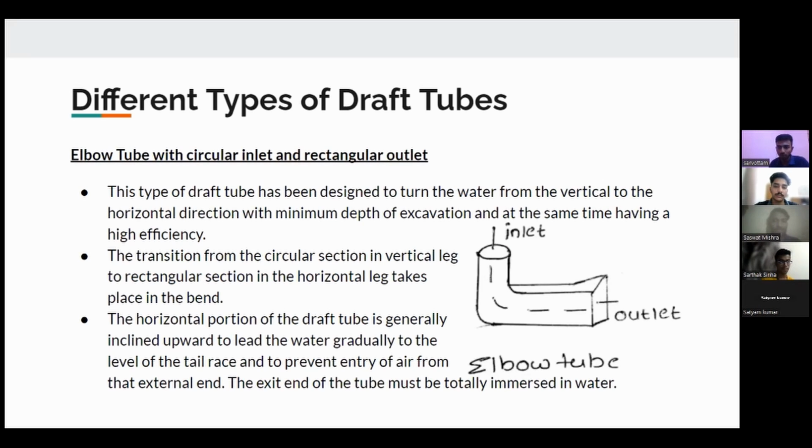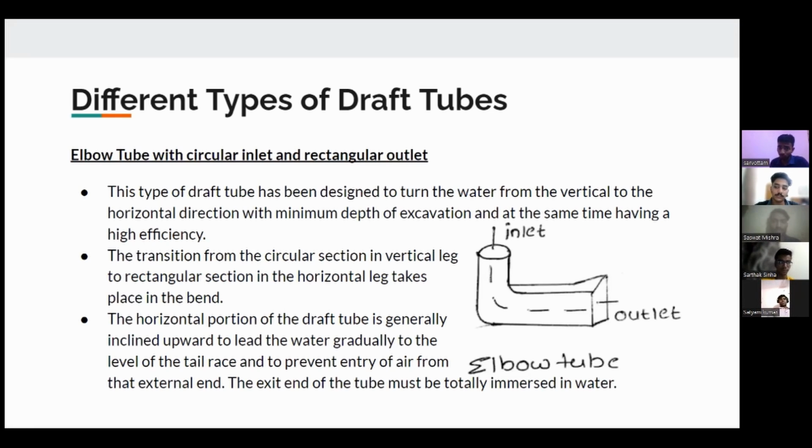Now, the elbow draft tube having a circular inlet and square outlet. As we have seen on the previous slide, the simple elbow draft tube has a circular inlet and outlet, and this type of draft tube has a square outlet.